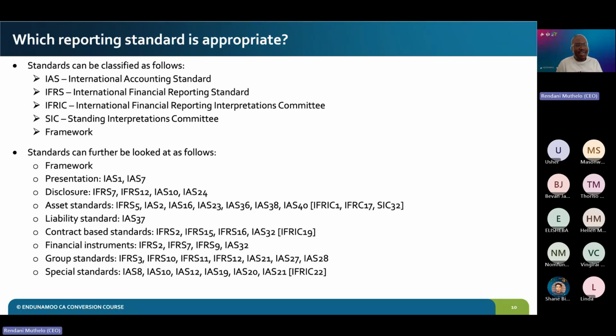So the asset standards deal with the assets that an organization has. Oh, but I bought this asset in order to resell it. Oh, that is what? That is an inventory. That will be an asset that I hold for resale purposes. But do you see how we are thinking about it? That the standards deal with particular transactions.